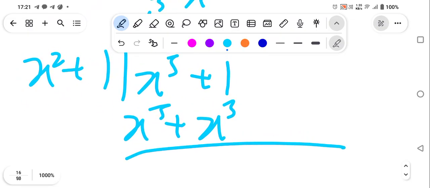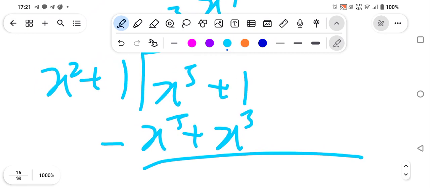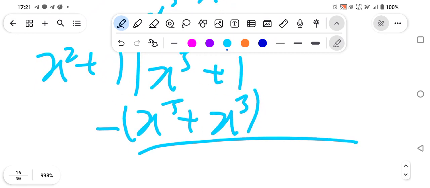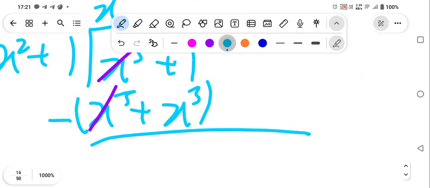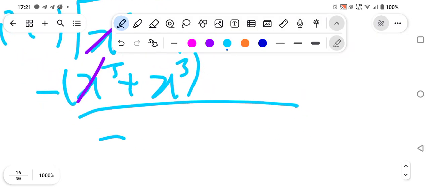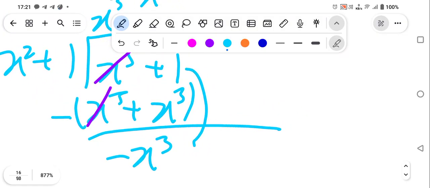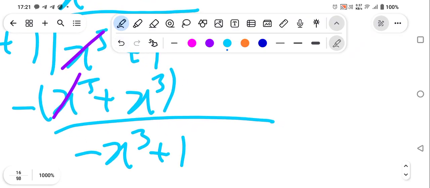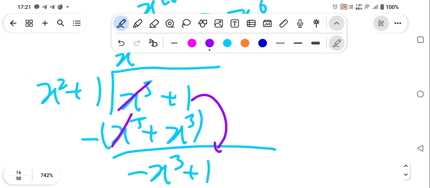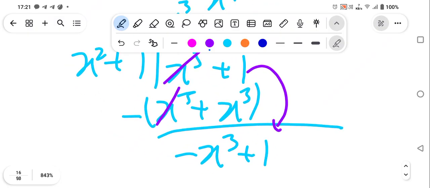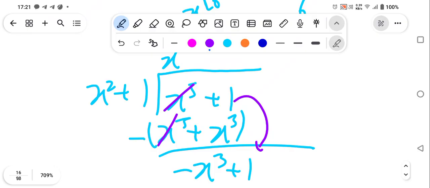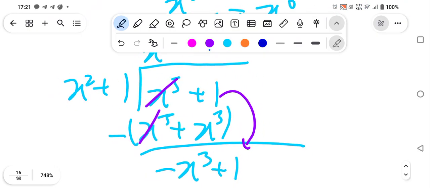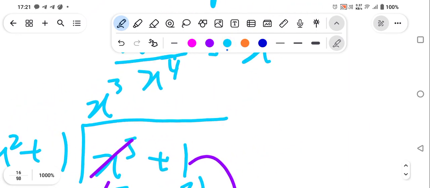The same thing, we're gonna subtract this whole thing over here. This term we can cancel out, and what we're left with is negative x cubed, and this one will be brought over here, so we have plus 1. We still have the plus 1 over here. So now we have negative x cubed plus 1. So what can we do? Well, we can subtract x.